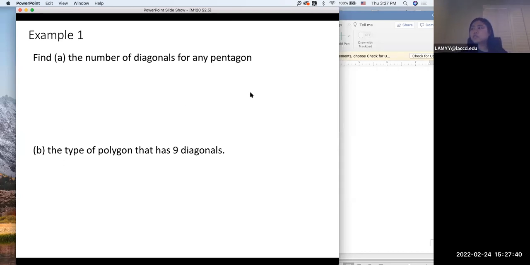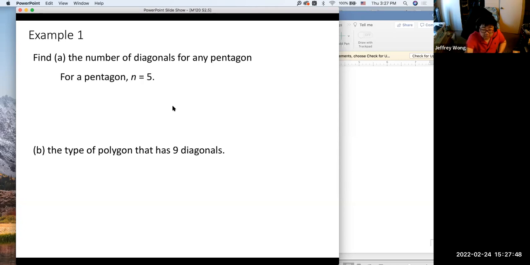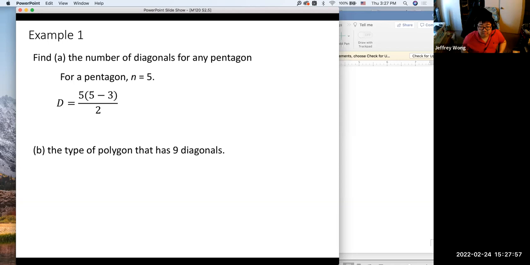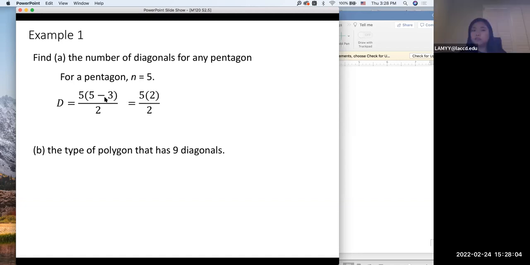Okay, first, what is n equal to for the A here, pentagon? How many sides do we have? 5. N equal to 5. Good. And then we're going to plug into the formula. What did you guys get? 5. Right? We subtract first, and then the 2 and 2 cancel out. So you should get 5. So for the pentagon, you have 5 diagonals.